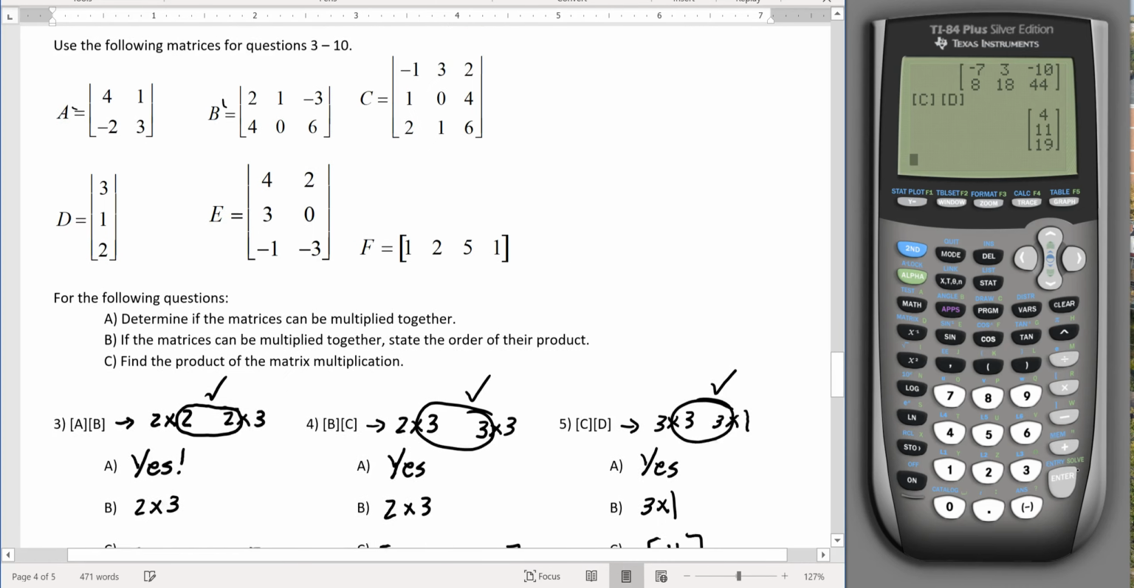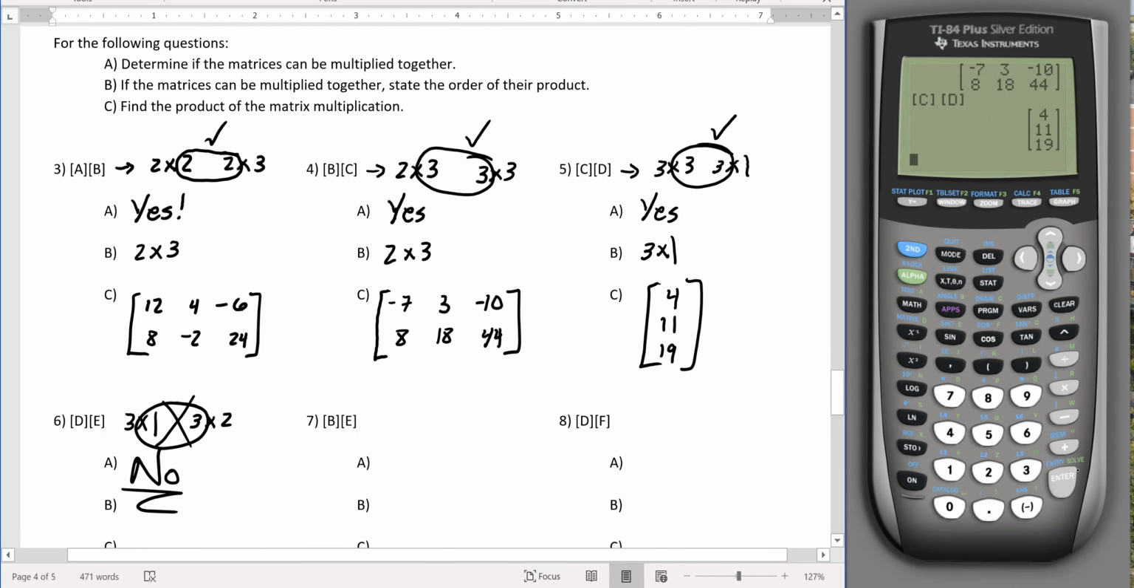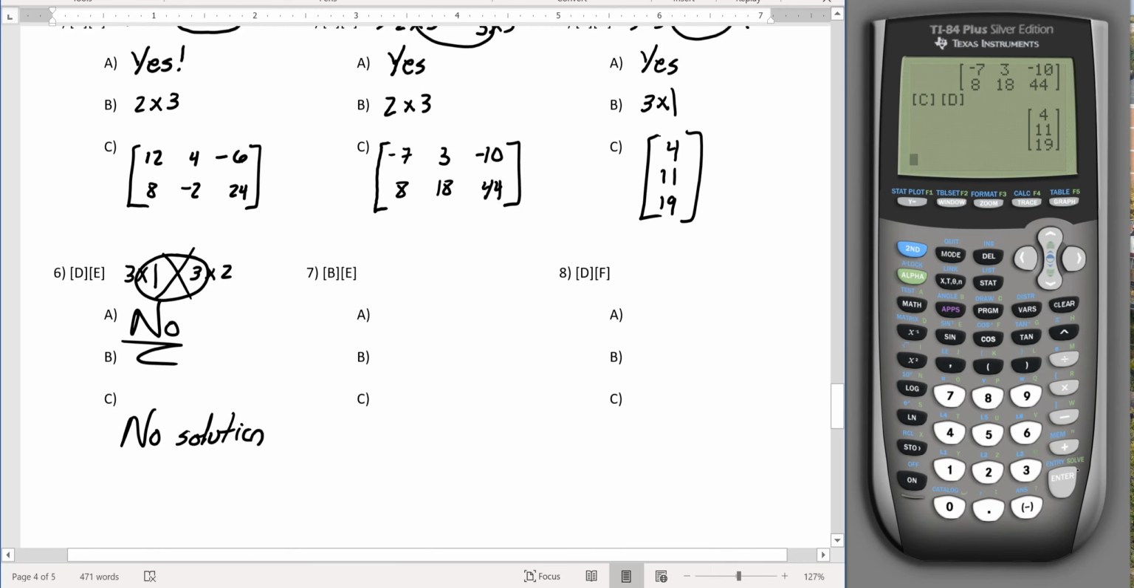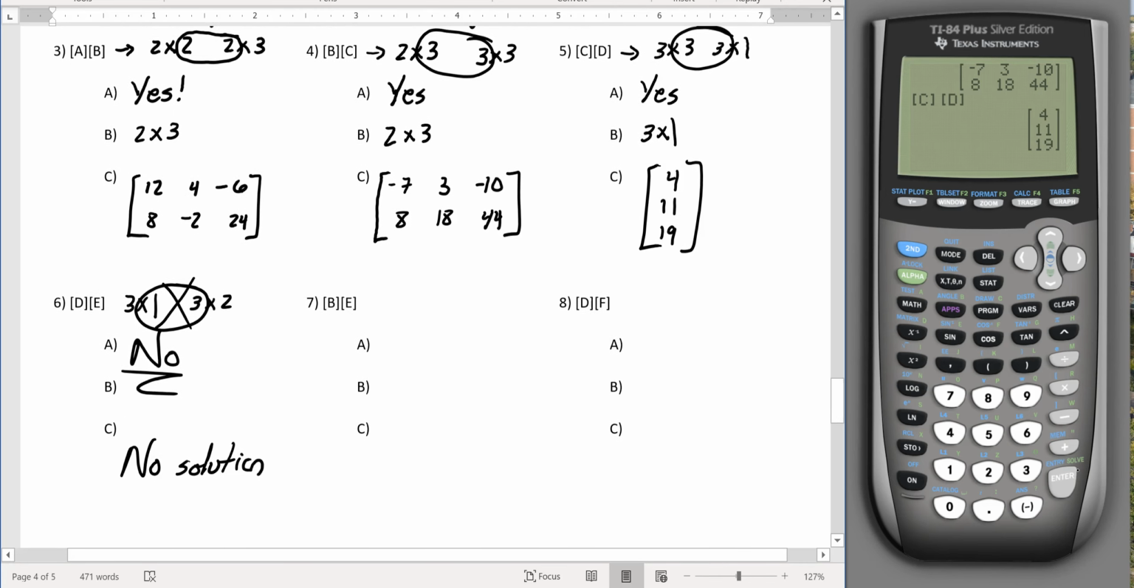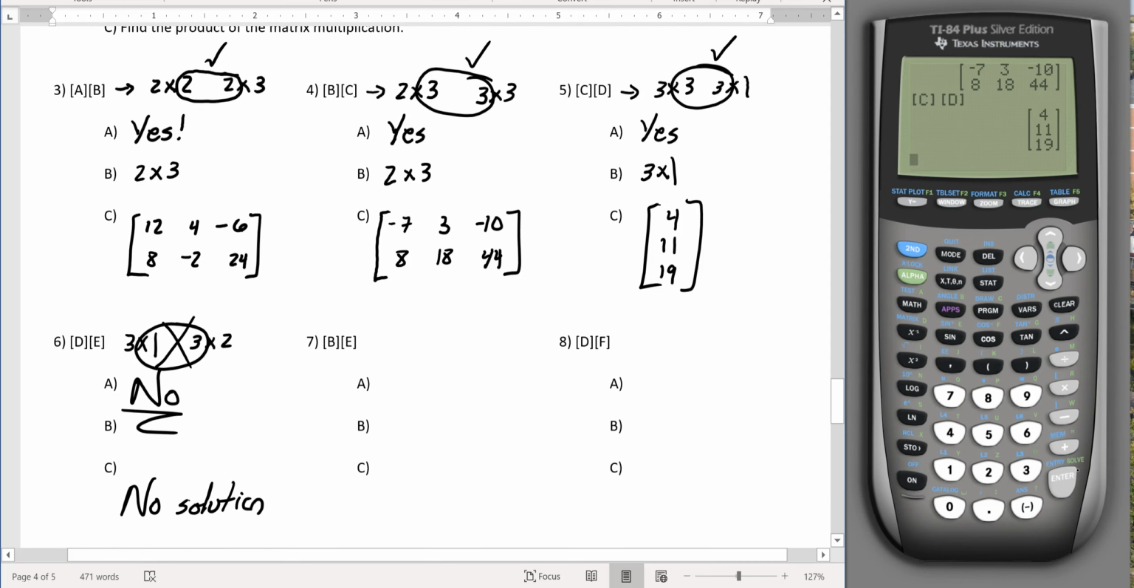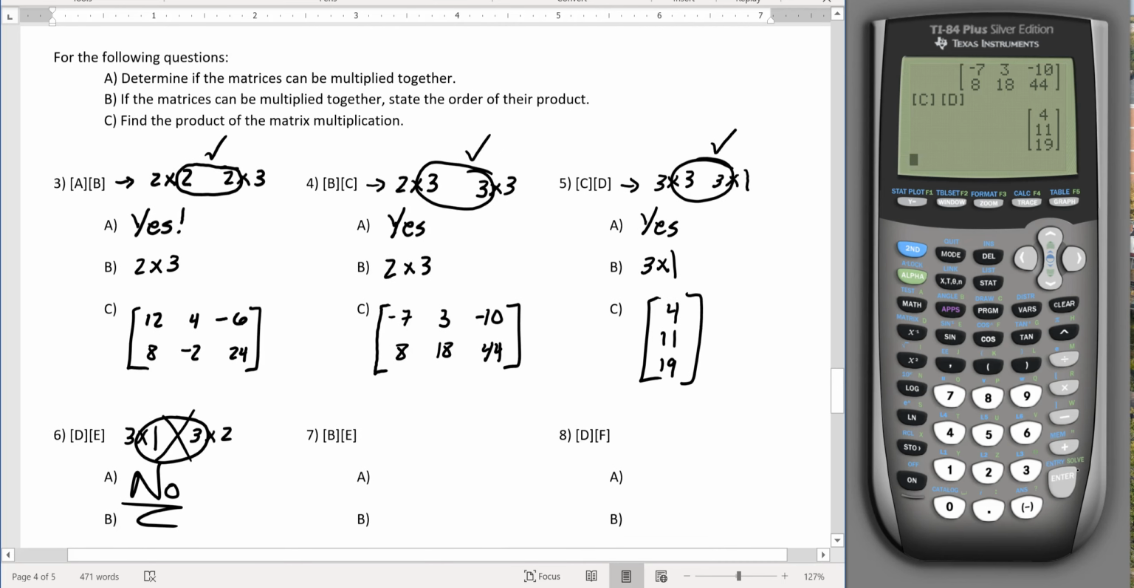All right. Why don't you guys go ahead and try number 7 and number 8 on your own? So go ahead and pause this video, try number 7, try number 8 on your own, and then we will check them together, okay? Pause video, 7 and 8 on your own. All right, let's go ahead and see how we did for number 7 and 8.